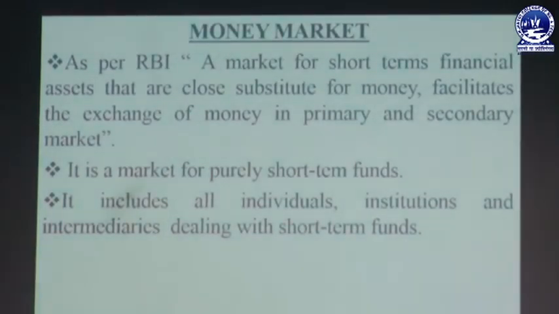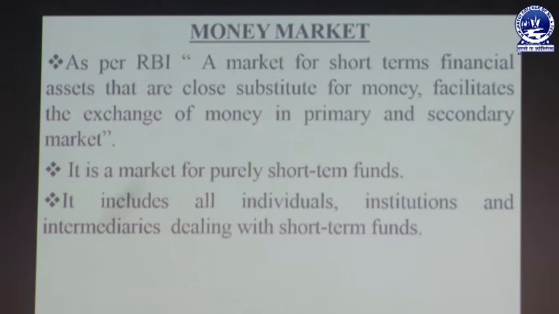The next part is the organized market, which is called the money market. As per the Reserve Bank of India, a market for short-term financial assets that are close substitutes for money facilitates the exchange of money in primary and secondary market. So money market is a market for a short-term period, generally within 1 year or less than 1 year. So here it is very liquid. So it is a market purely for short-term funds.